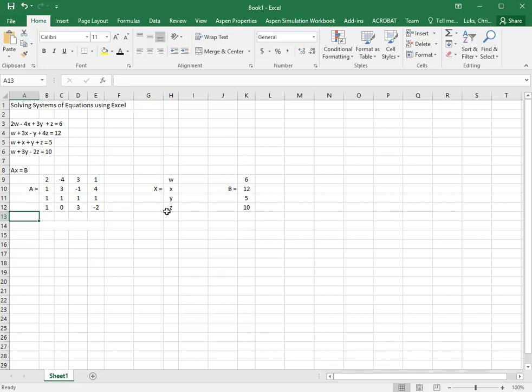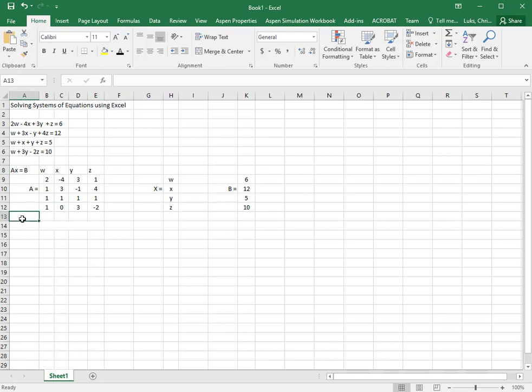X is my listing of my variables in order, W, X, Y, and Z. And this has to correspond to my columns here. So this column would be all my W coefficients, all my X coefficients, my Y coefficients, and my Z coefficients. And then these over here are the right-hand sides that go with each one of these rows of coefficients that relate to an equation. So the 2, -4, 3, and 1 went with the right-hand side 6, and so forth down the list.